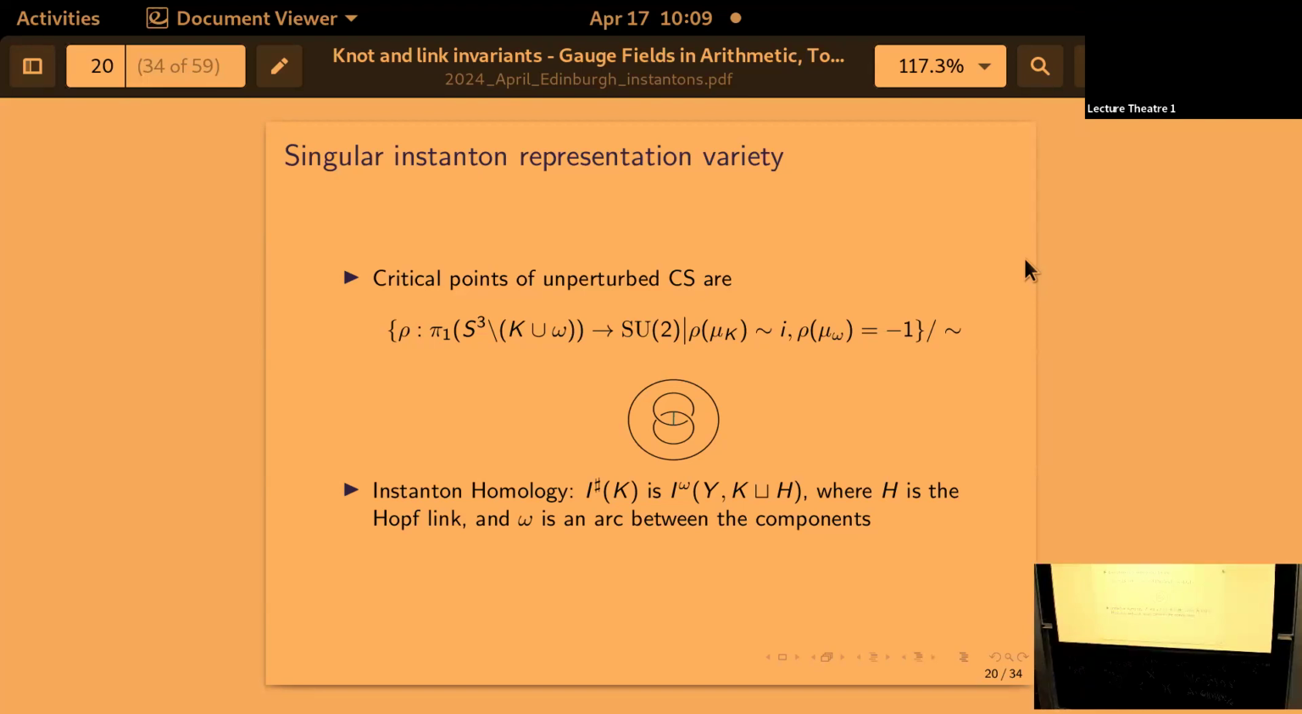But it turns out you can think of the perturbation as adding a function on top of Chern-Simons, and you can think of it as just a height function on whatever this representation variety ends up being.